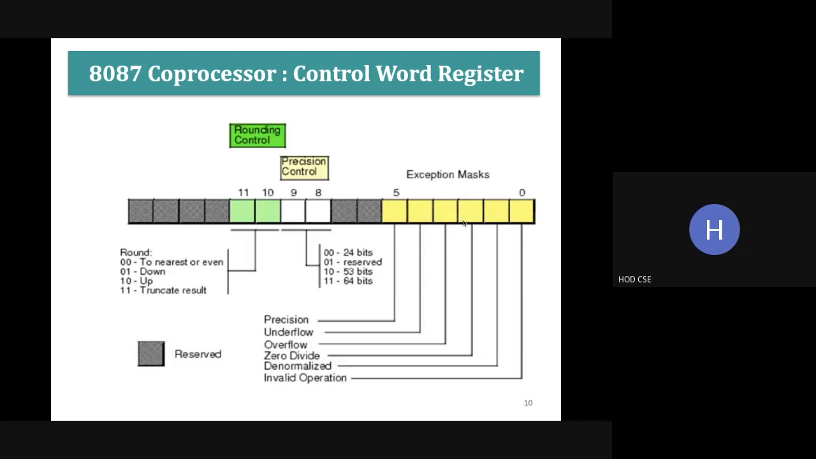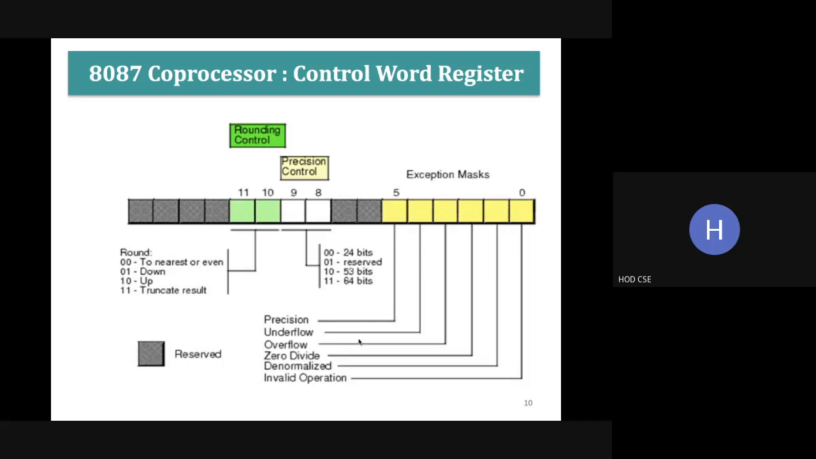Like this, in subprograms, if I do not want to accept any overflow errors, I have to put 1 here. If I put 1, overflow errors will not be accepted. That is why it is called the exception mask. If I put 0 here, the invalid operation error will be accepted, and if I put 1, that type of error will not be accepted.